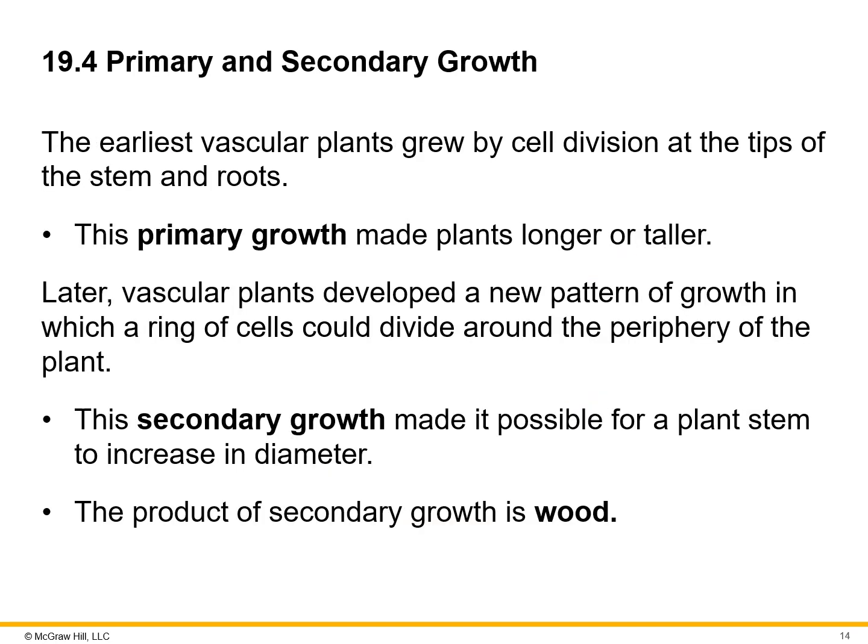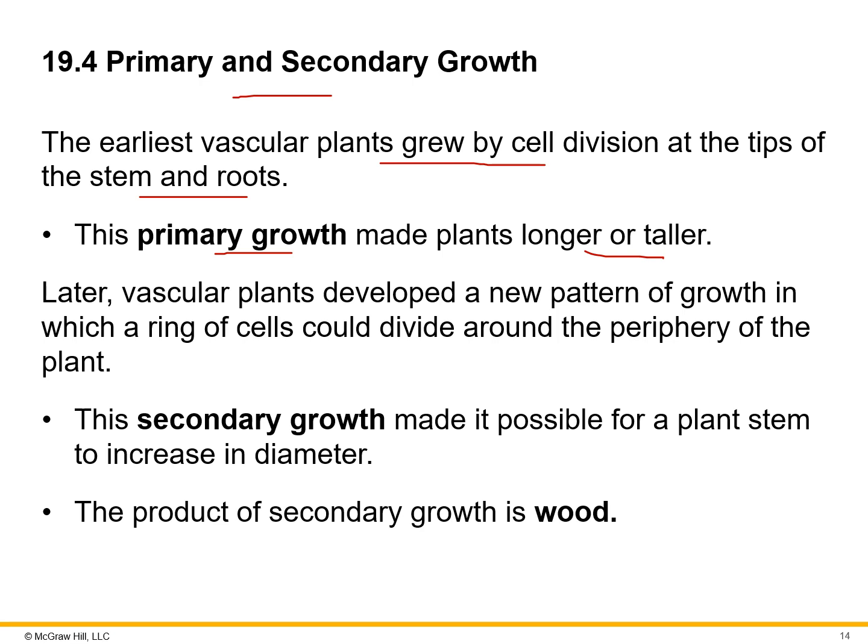So a couple concepts here. So primary and secondary growth. So again, these earliest plants here grow by cell division from the stems and the roots. So primary growth is what makes that up. So growing essentially longer or taller, the stems and the roots expanded or lengthened. That's referred to as primary growth, so the height.